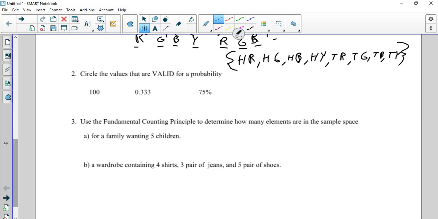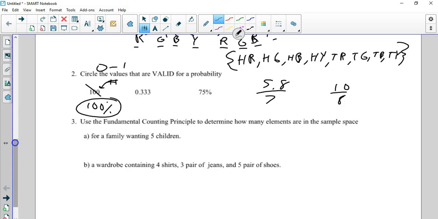Okay, I don't know what happened here, but it's missing a few of them. This should be a 5.8 over 7, and this should be a 10 over 8. Now, some people look at that 100 and think that's good, but that's only if it was 100%. 100%? That would be an appropriate answer. But this is the number 100. And remember, we have to have between 0 and 1 to be valid. 100 is way above 1.